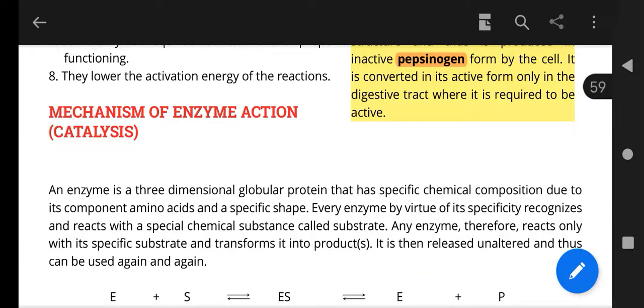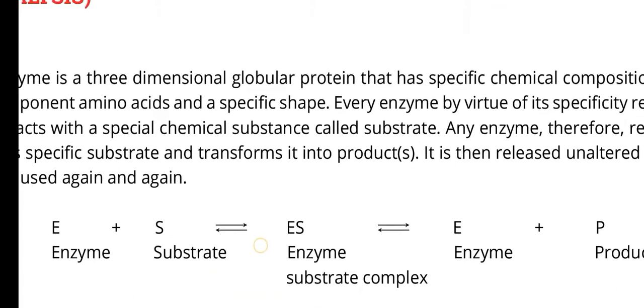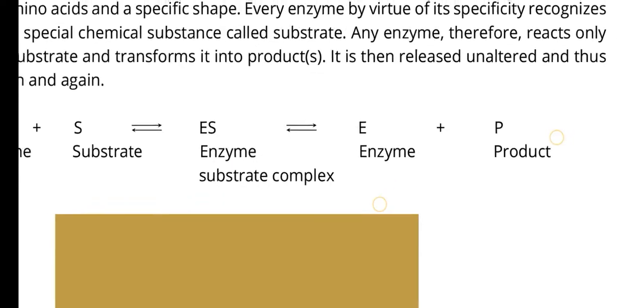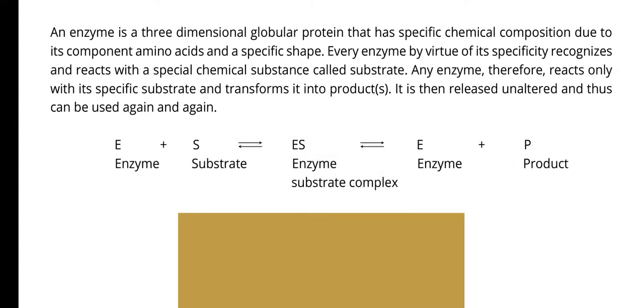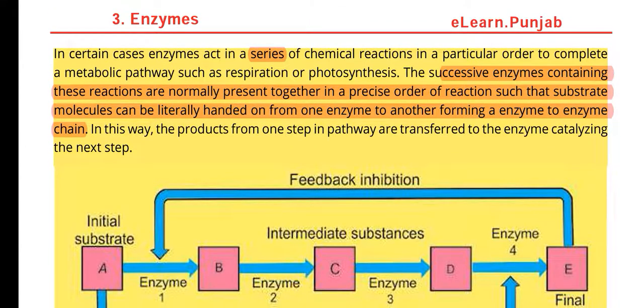So the next is the mechanism. Actually, the whole mechanism comprises one thing. When enzyme and substrate meet, they form an enzyme substrate complex, and after that the enzyme and products are separated. The enzyme can be used again and again. This whole thing describes this. After that there is the very important chain reaction. You can say it is a very important short question.